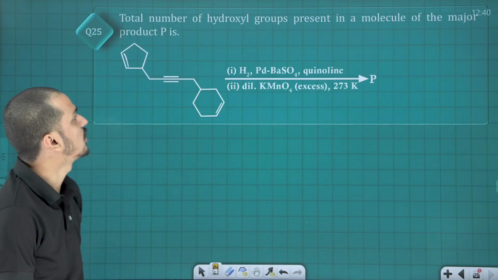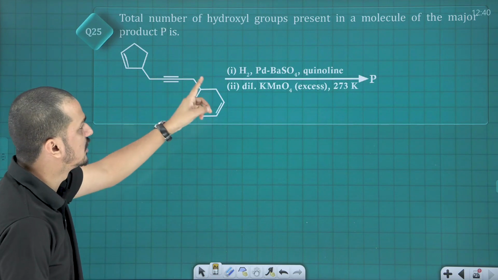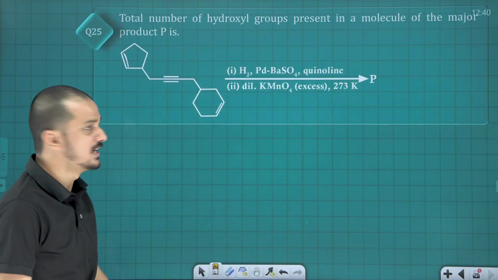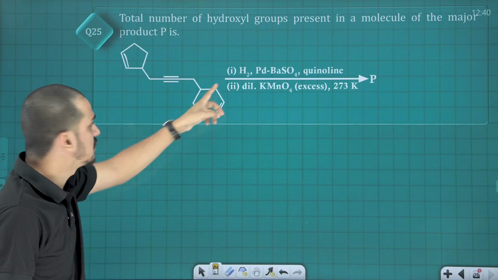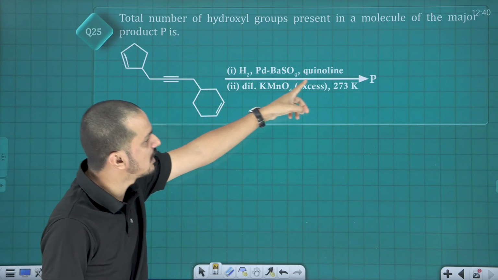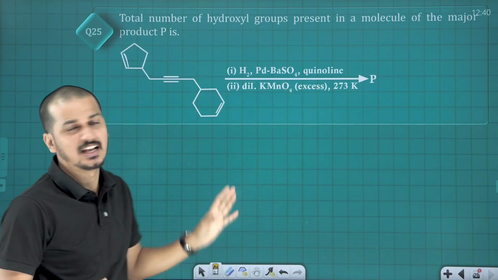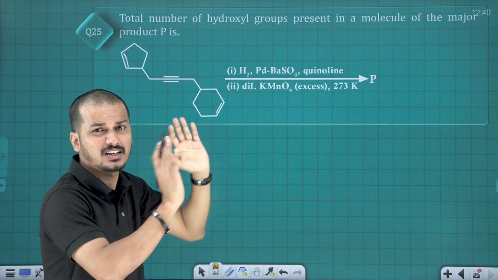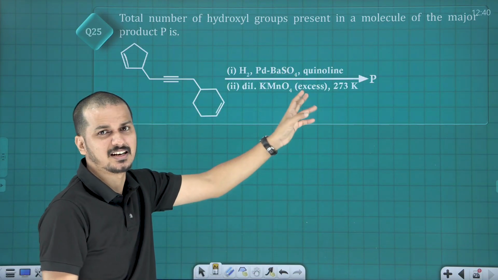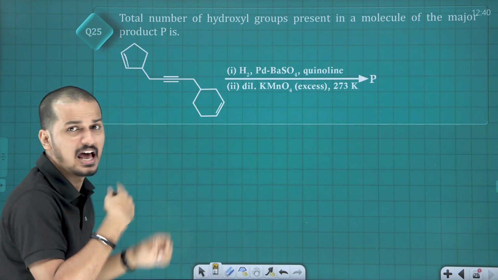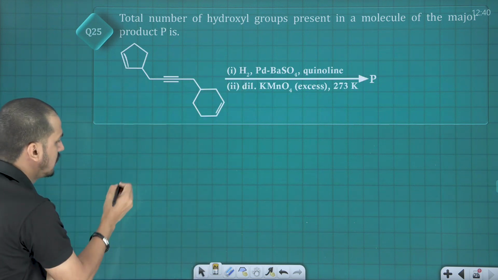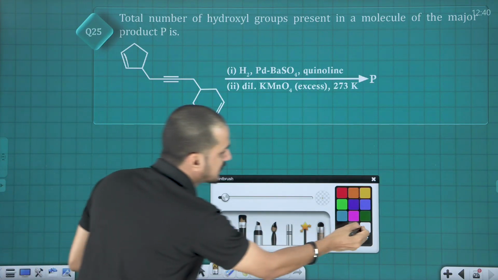Total number of hydroxyl groups present in a molecule of the major product P is. They gave one compound that you are treating with hydrogen, palladium, barium sulfate, quinoline. That means only partial reduction will take place, not complete reduction. Alkyne will become alkene in the first step. I am writing the compound again here.